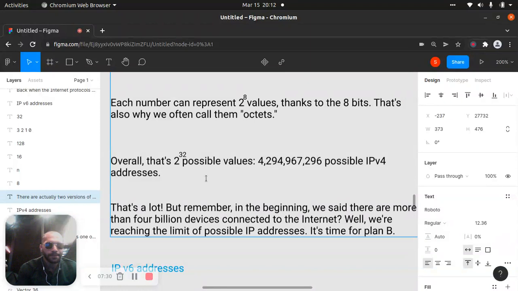Also, for base 16, we call them hexadecimal numbers. So we will see all that.